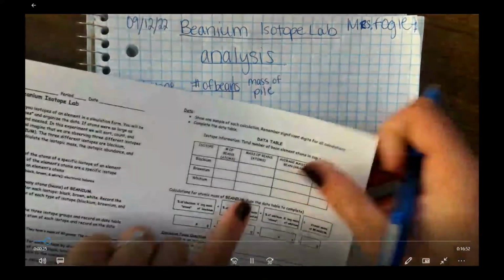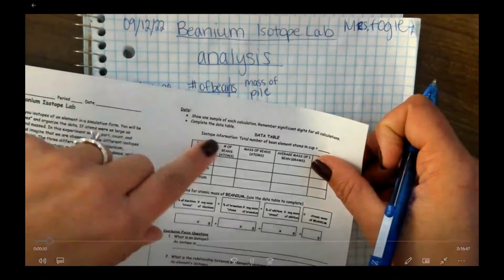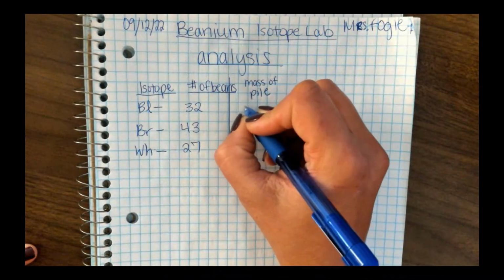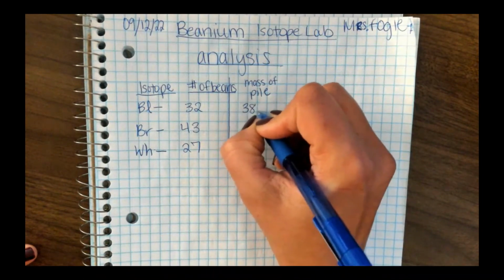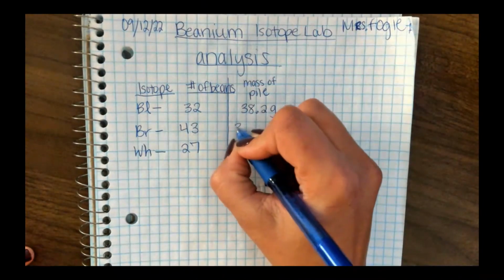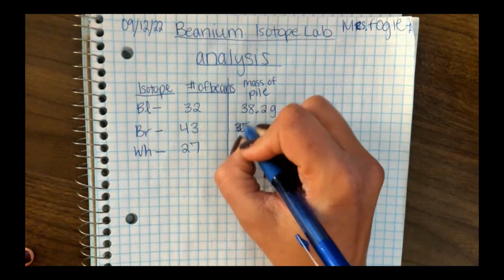And again, just pull from your data table. Don't use mine. Pull from your data table. So you did number of beans. Now we're doing mass of beans. So mine, I'll just go ahead and put 38.2 grams. And this one I'll say 30, should be more, which means I'm going to have huge numbers.